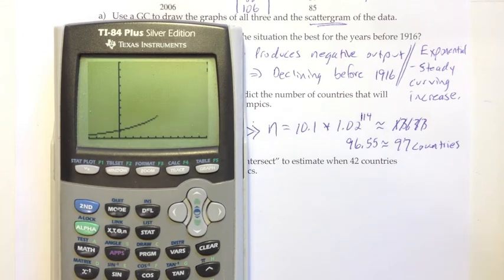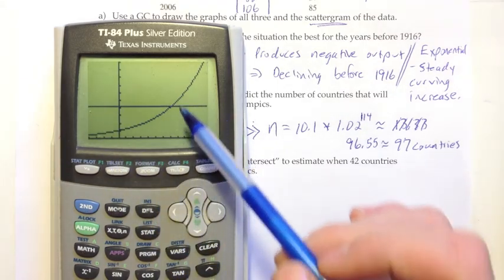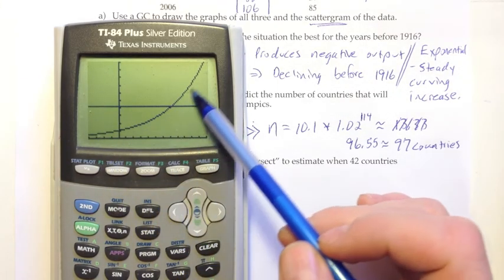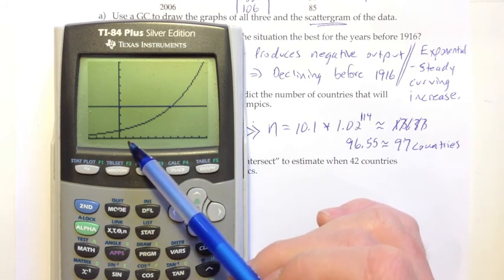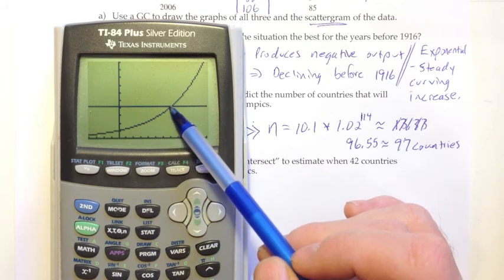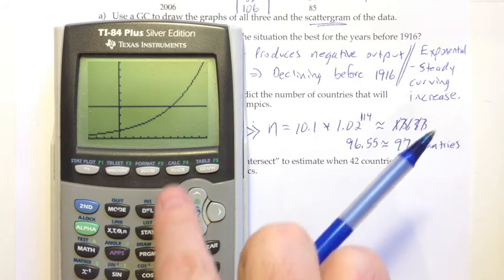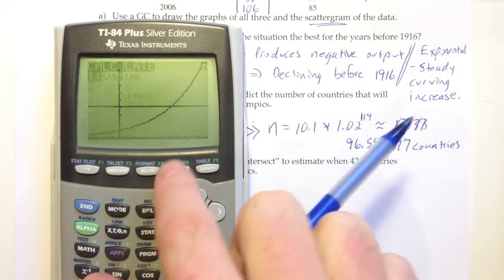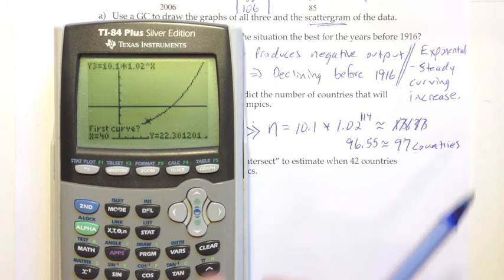So here's the exponential function drawing in, and then it's going to draw y equals 42, and where they hit, that should be when my exponential function is equal to 42. So I can kind of estimate that: 10, 20, 30, 40, 50, 60, 70. It looks like maybe in between 70 and 80 somewhere. But I can use the calc menu and intersect to figure that out more precisely.